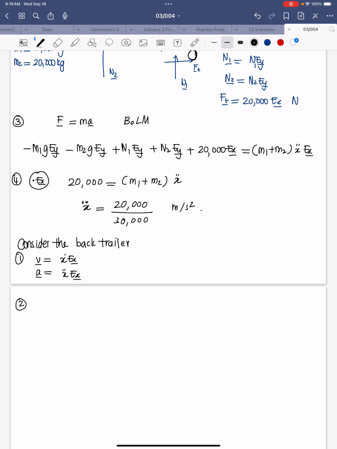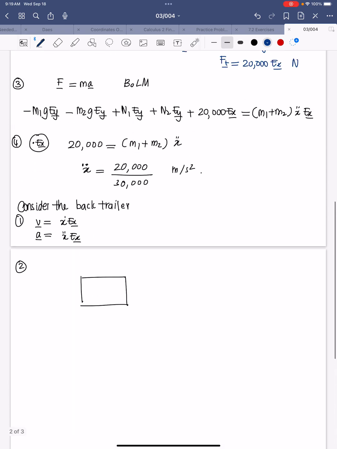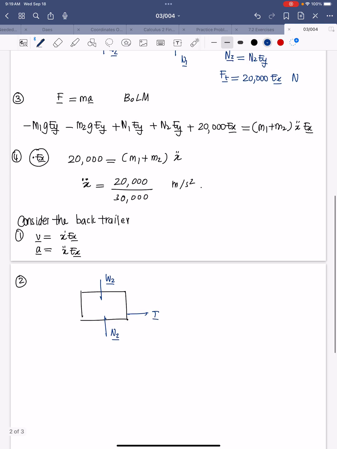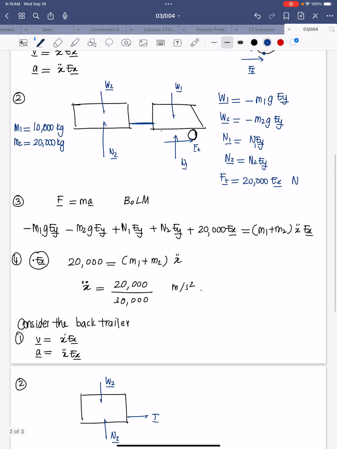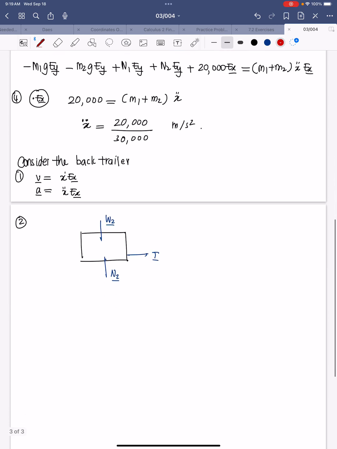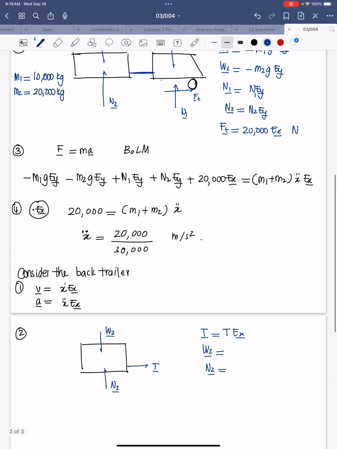Now, if I only consider the back trailer, the forces acting on it are the weight of the back, the normal force at the back, and now the tension force from the drawbar. If I were to look at the drawbar, it might be compressed or it might be extended. I do not know that yet. So I will write that the force T is some force along EX, and then we will figure out if T is positive or negative. And W2 and N2 have the same expressions as before.